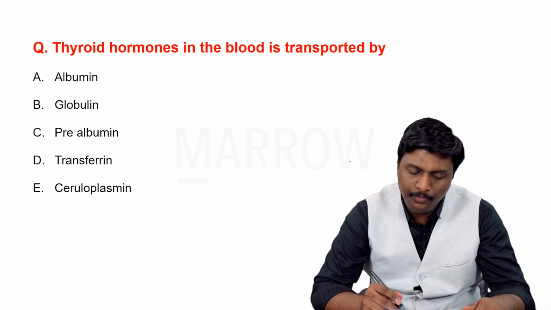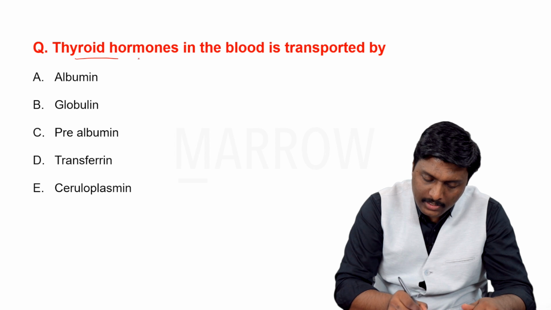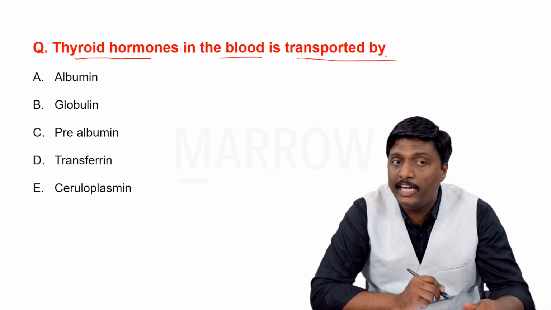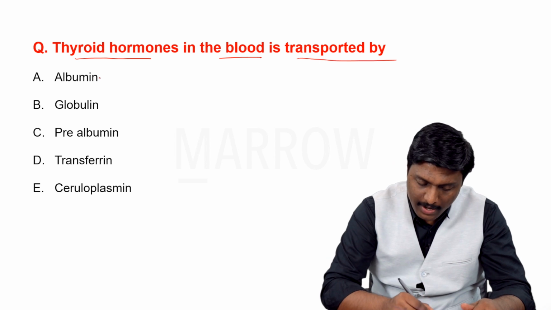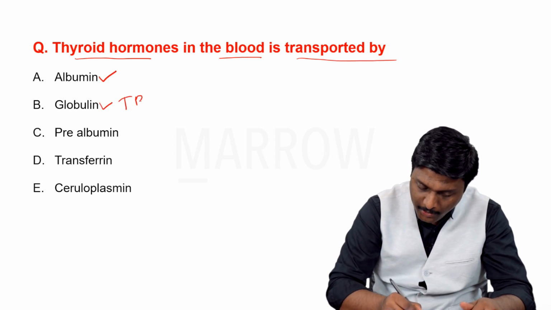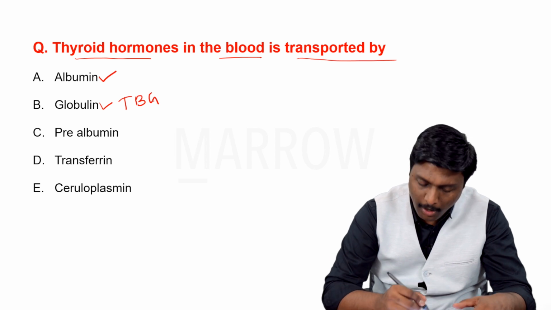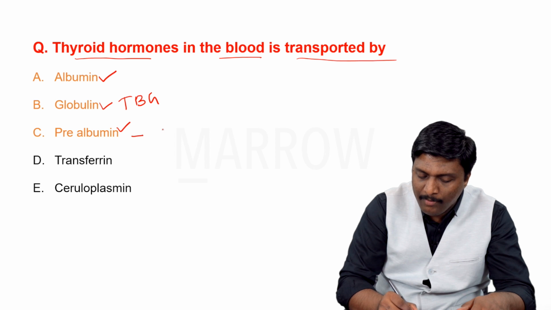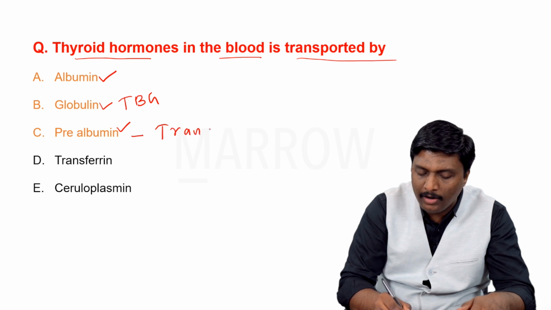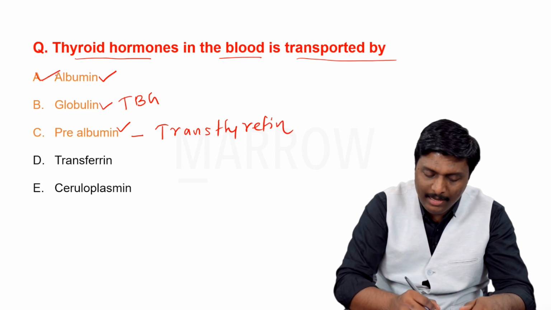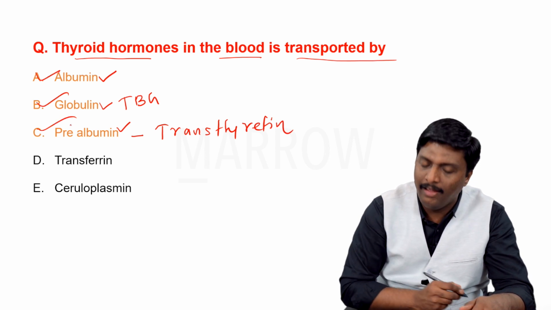The first MCQ, thyroid hormones in the blood is transported by, what are the binding proteins? I told you, you require albumin, you require globulin. That globulin is thyroid binding globulin. You also require something called as prealbumin. The other name for prealbumin is our so-called, what I told you, transthyretin. That's all. Options A, B, C are correct.